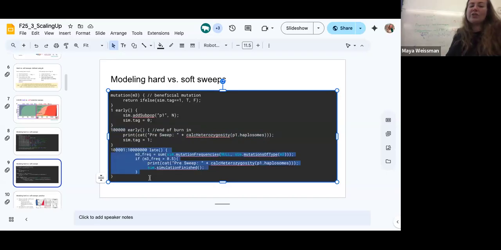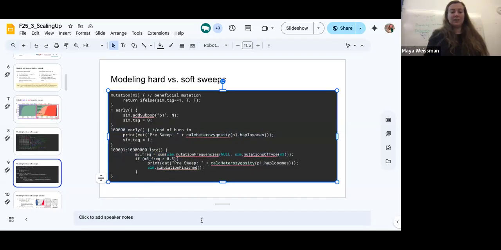And then for every generation after that, I need to check what the frequency of the adaptive variant is. If the adaptive variant is high frequency, I will end the simulation and print out my heterozygosity.